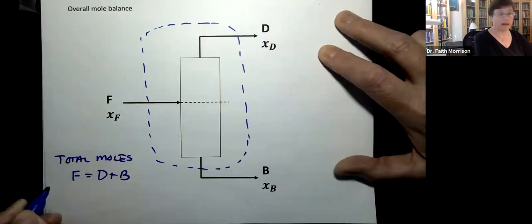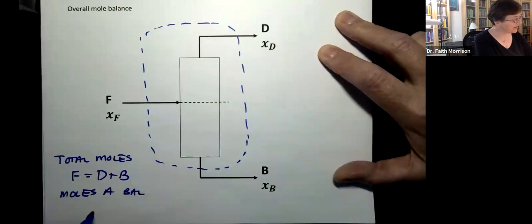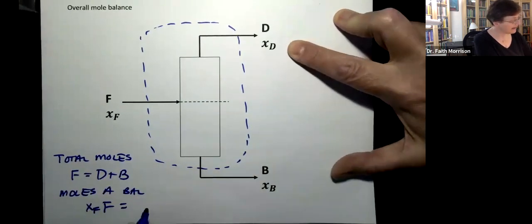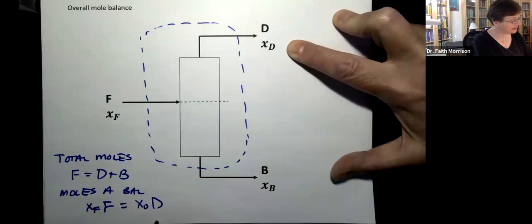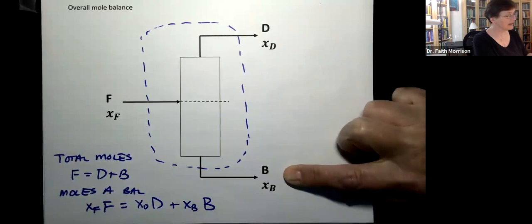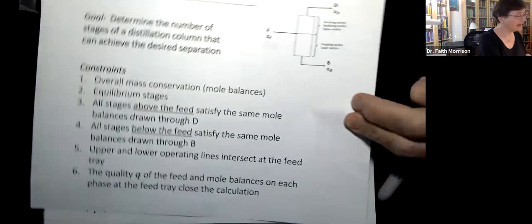But we also will balance the moles of A. So the moles of A in is XF F in, and XD flow D out, XB moles B out, and we've written down the constraints for the overall mass conservation.